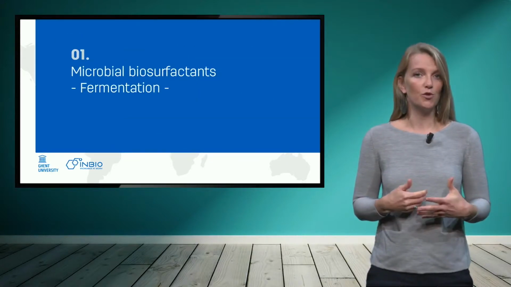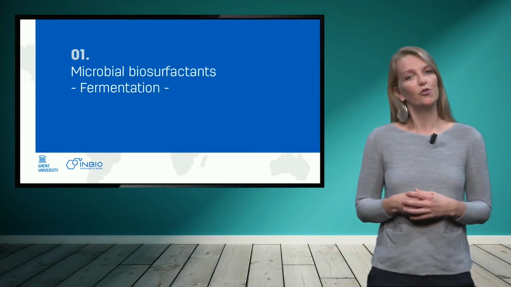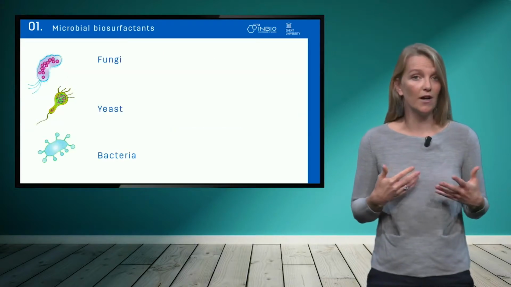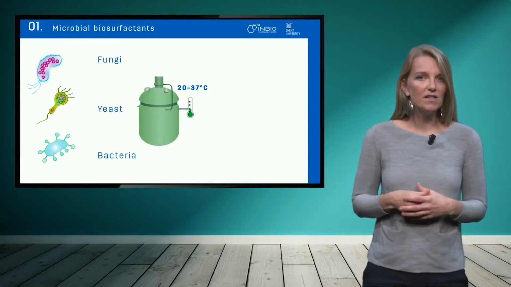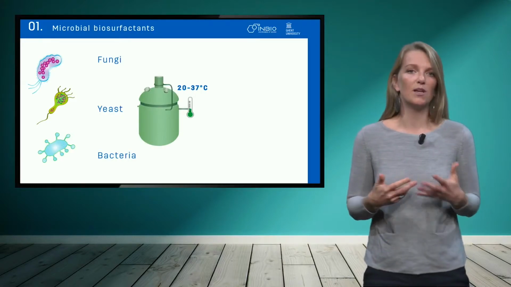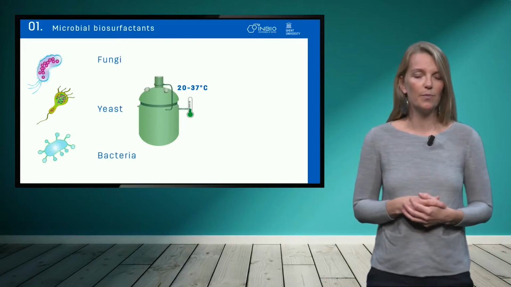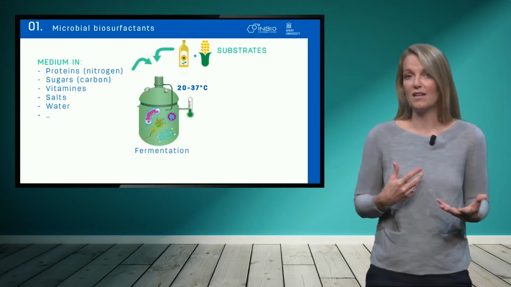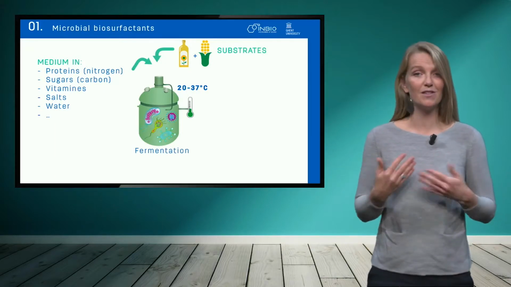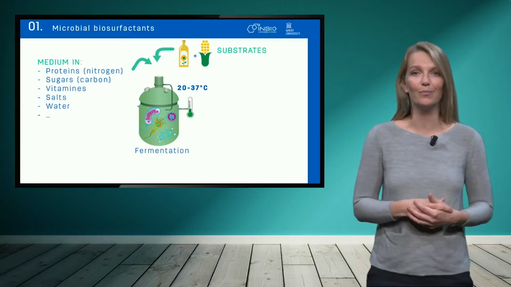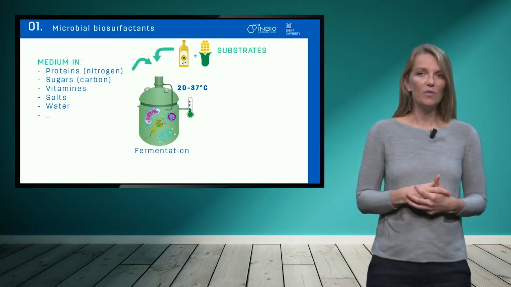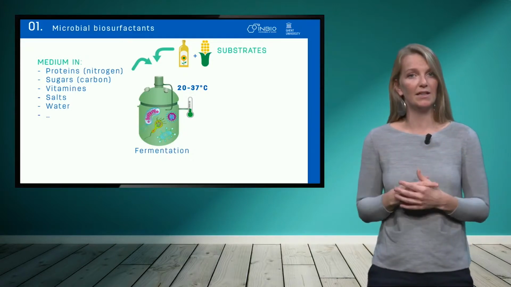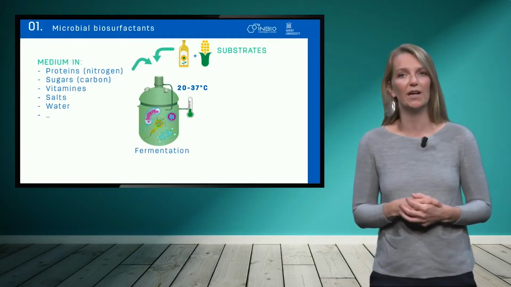Microbial biosurfactants are produced by microorganisms through a process called fermentation. These microorganisms can be bacteria, yeasts, fungi. Fermentation is a biological process which occurs in a bioreactor and typically at low temperatures between 20 and 40 degrees Celsius. Just like humans, these microorganisms require certain components to grow on, such as proteins and carbon. So same as we eat meat and potatoes, they also need nitrogen and carbon, but also vitamins and salts. The process will typically take place in water and can occur anaerobically or aerobically. In the second case, of course, you will need to add oxygen to the reactor.